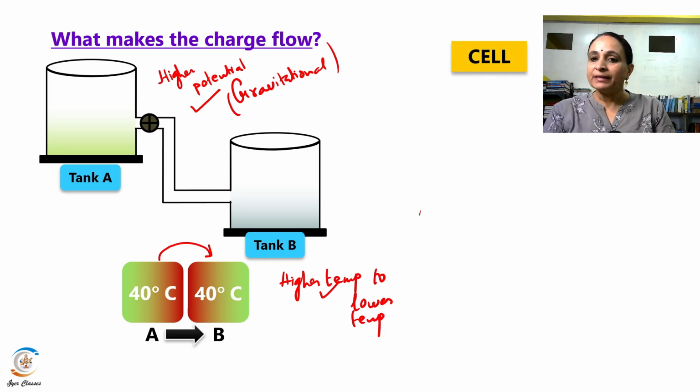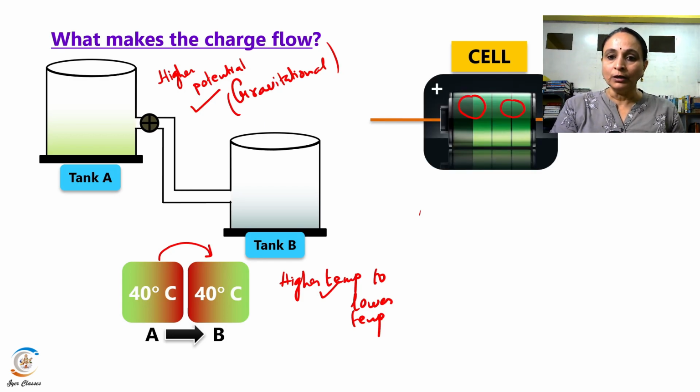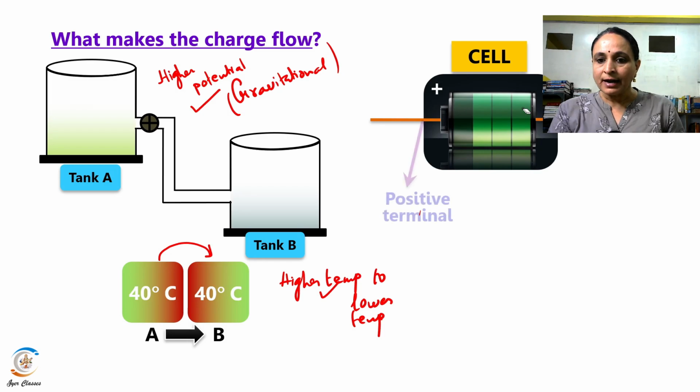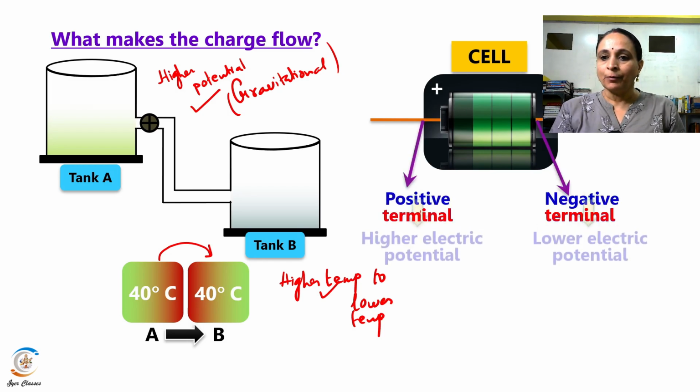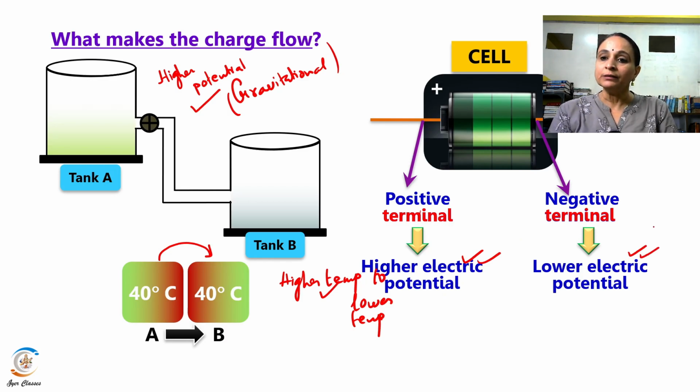Now, what happens in a cell? If you have got a cell, the cell has got one terminal as positive, which is at the higher potential, and the other one which is negative, it is at the lower potential, right? The positive terminal has got a higher potential and the negative terminal has got a lower potential.